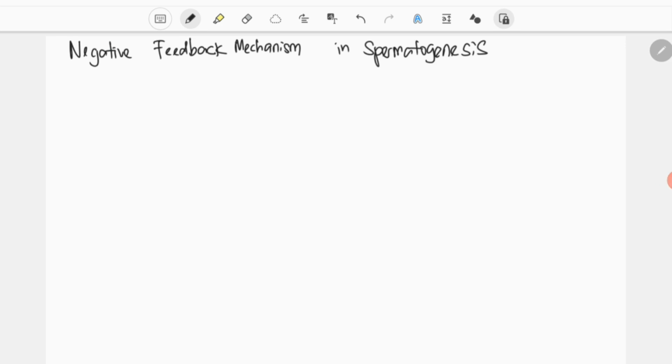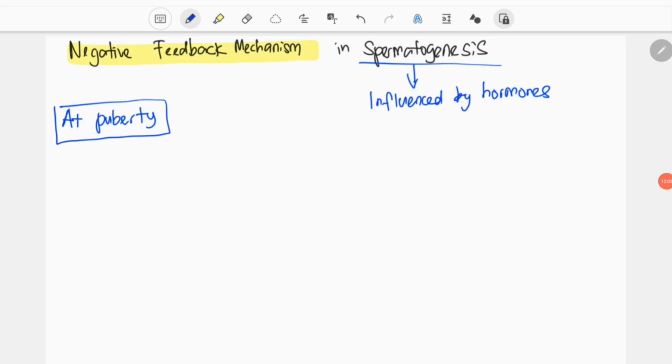Next, kita tengok negative feedback mechanism in spermatogenesis. So, the name of the mechanism is negative feedback mechanism. So, tujuan dia adalah untuk control the process of spermatogenesis. So, the process of spermatogenesis is influenced by hormone. So, ada banyak hormon yang akan tolong control the process of spermatogenesis. So, negative feedback mechanism tu nanti yang akan control spermatogenesis basically akan control the hormone yang involved dalam spermatogenesis.